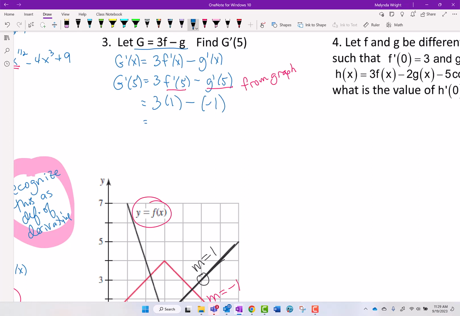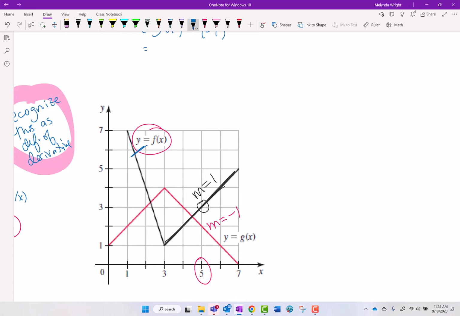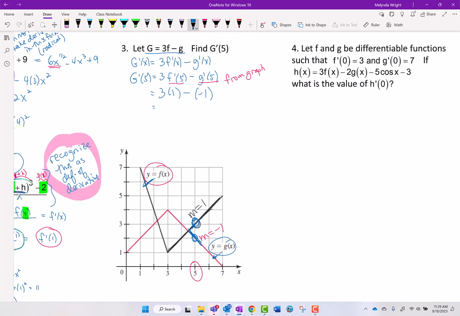How do we know which slope to use, the one on the left or the one on the right for the graph? So f is the black one and g is the red one. Okay, and we're looking at the slope at 5. Both of these are at 5. That is what we're looking at. Does that make sense? Okay. So then my answer is going to be 3 plus 1, or 4.